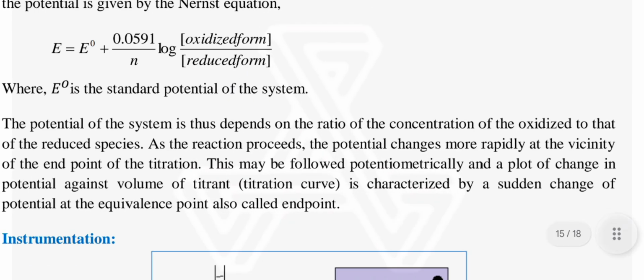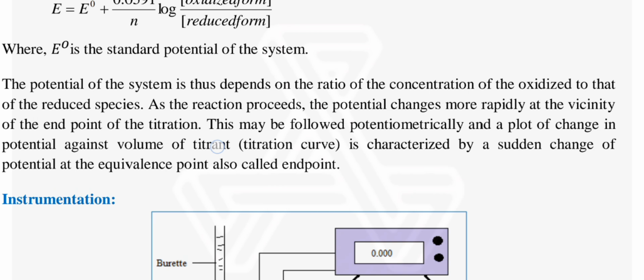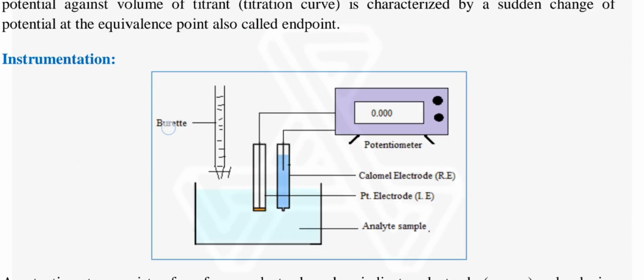The potential of the system thus depends on the ratio of the concentration of the oxidized to that of the reduced species. As the reaction proceeds, the potential changes more rapidly in the vicinity of the endpoint of the titration. This may be followed potentiometrically, and a plot of change in potential against volume of titrant is a titration curve, characterized by a sudden change of potential at the equivalence point, also called the endpoint. Instrumentation: burette, potentiometer, calomel electrode, and platinum electrode in the analyte sample.